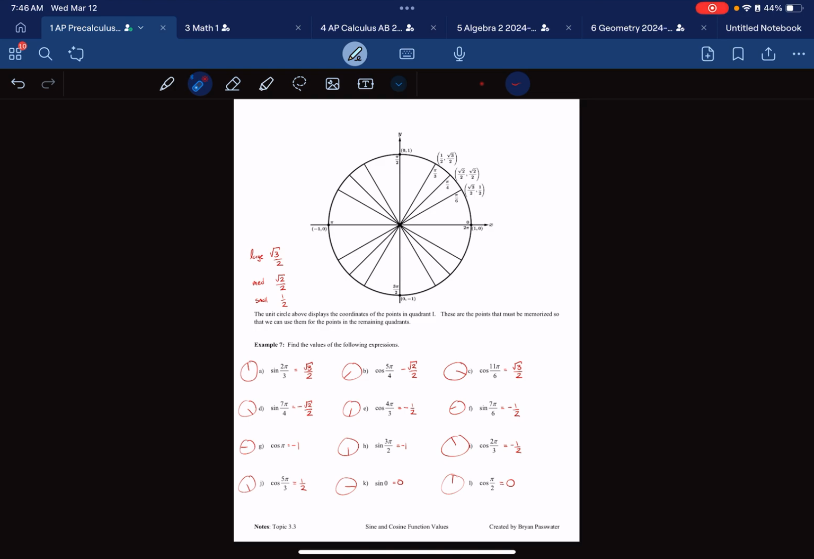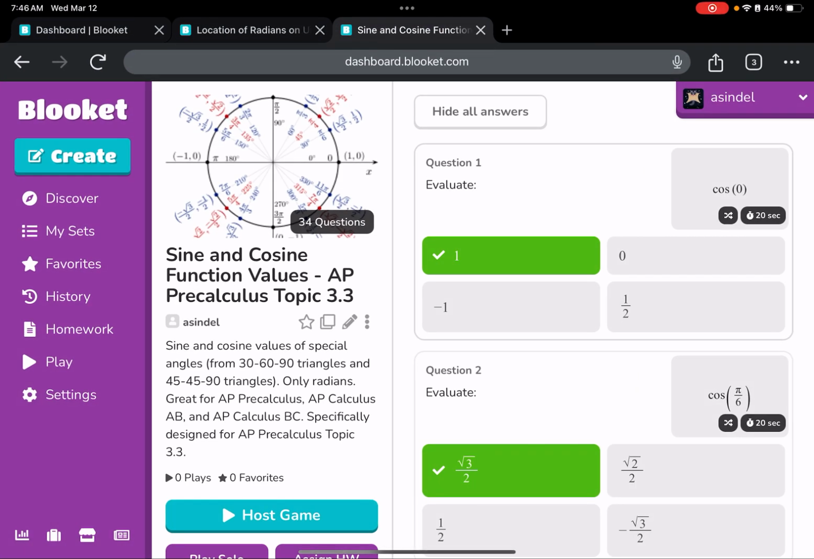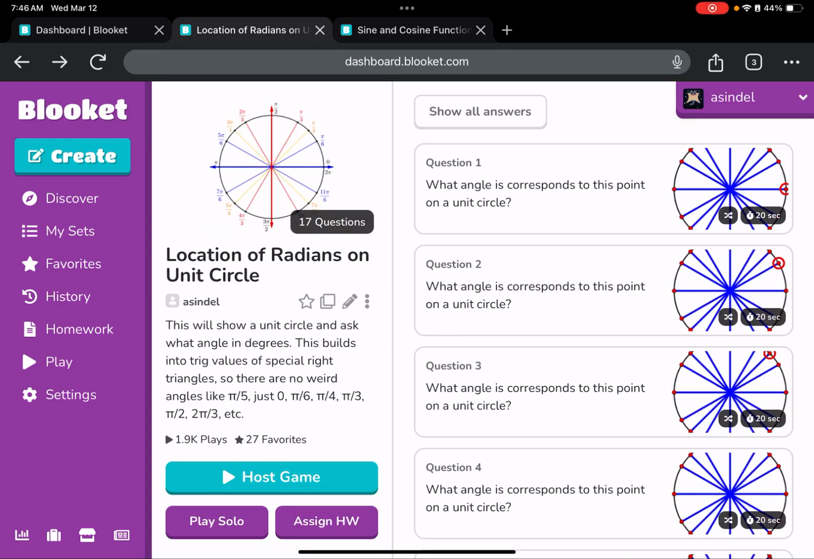The favorite way that I have found to memorize this is with Blukit. So I've talked about this in my previous video, but I highly, highly recommend it. If you're in your own class, have your teacher do this. If you're doing it by yourself, it still works. The first thing that you need to do is make sure that you have your location of radians memorized. Again, I'll have a link that you can play this.